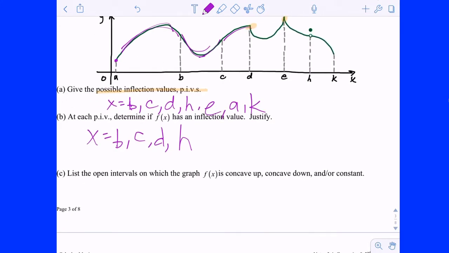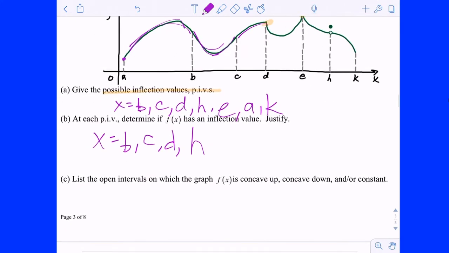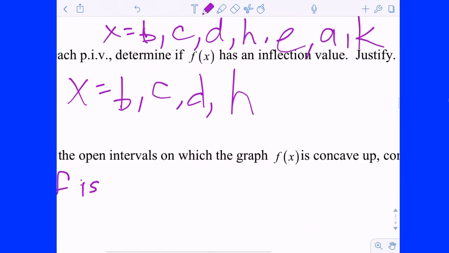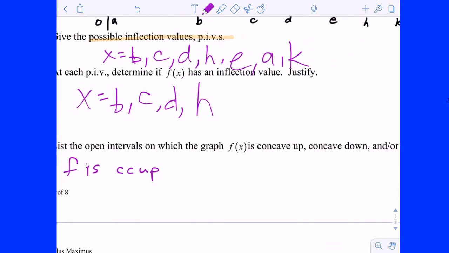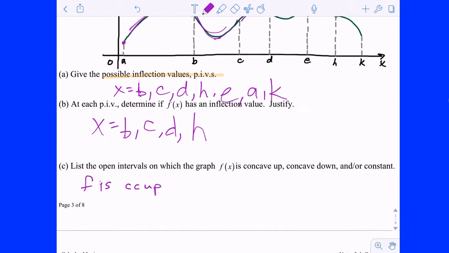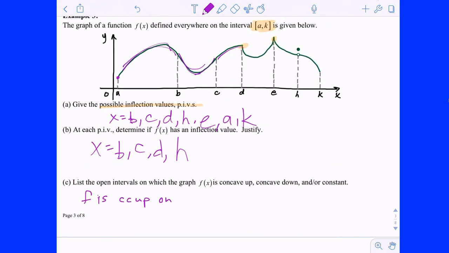Okay, part C, list the open intervals where the function is concave up, down, or constant. Well, this should be easy. F is, and I'm going to go ahead and abbreviate now, between now and Cinco de Mayo, CC up, which is short for concave up. You could do the same except on Cinco de Mayo. Go ahead and write it out. On the open intervals from B to C, union C to D is up. I think that's down. D to E and then E to H. Or can we just go straight from D to H, right?